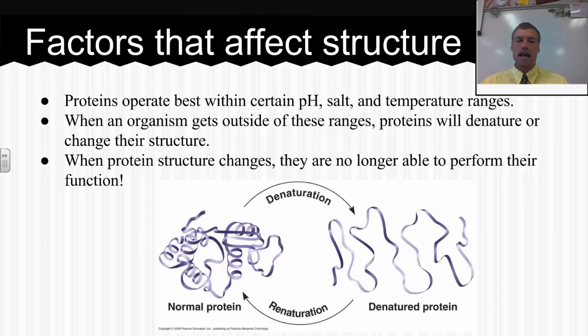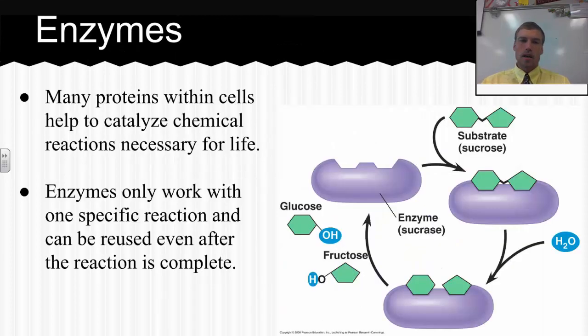Now, if you go back to those ranges, you certainly can get it to function properly again. So you could heat up a protein and then cool it back down, and it would be able to work again. It may not work as well as it used to. You can certainly degrade the efficiency of it, but it will still be able to function.